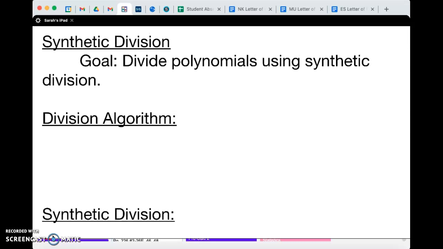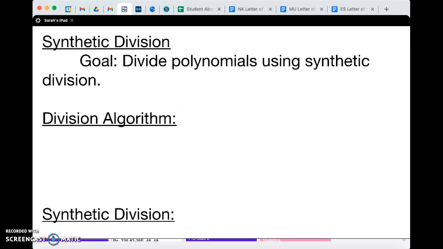So we're using synthetic division because we're going to start solving polynomials, finding like the zeros of them, so we need to know how to synthetically divide to find other zeros. So that's our goal. So we should remember how we like typically divide things.